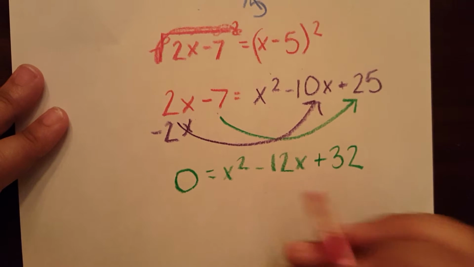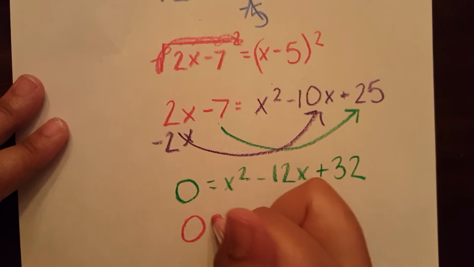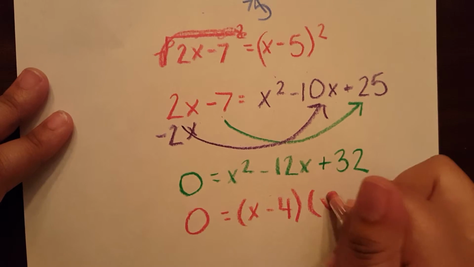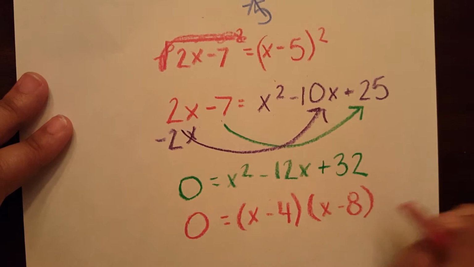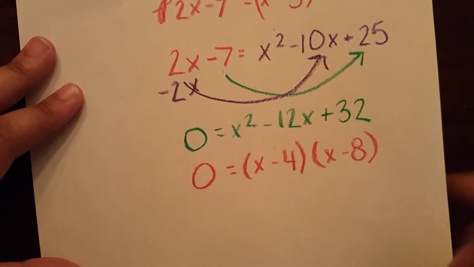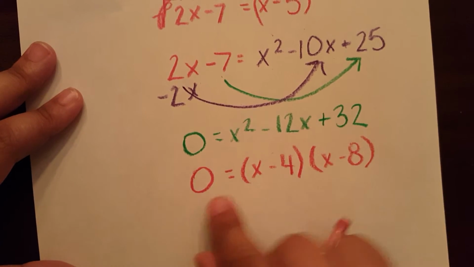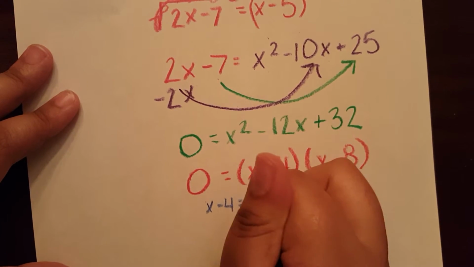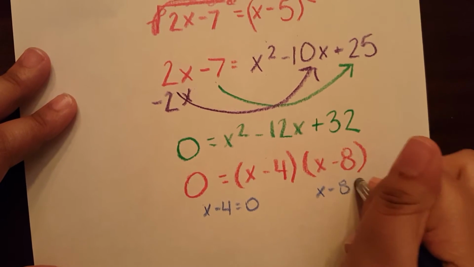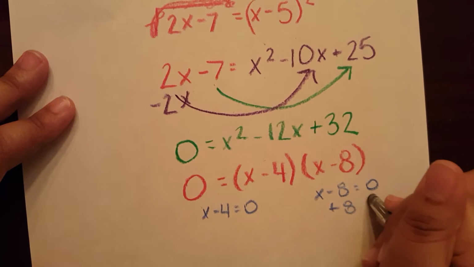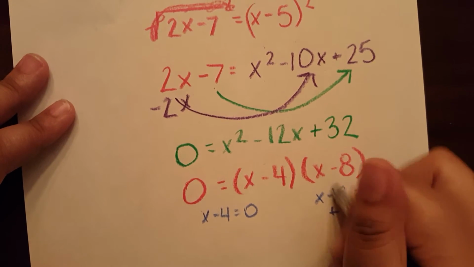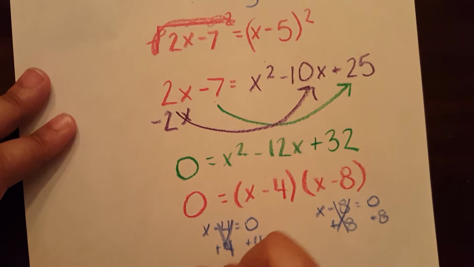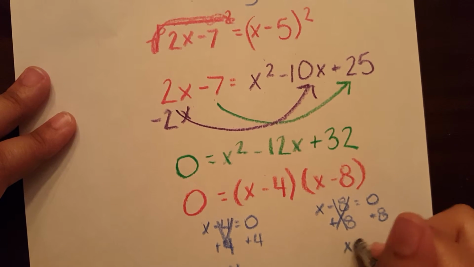So now since we have this equation, we can factor it down even more. So it'll be 0 equals x minus 4 and x minus 8. So we have two answers. Since you have 0, we do x minus 4 equals 0 and x minus 8 equals 0. So we add 8 to both sides. That'll cancel. We add 4 to both sides. And that'll cancel. So this side will be x equals 4. This side will be x equals 8.